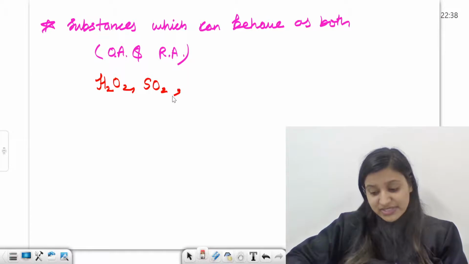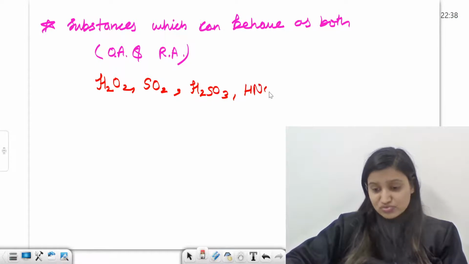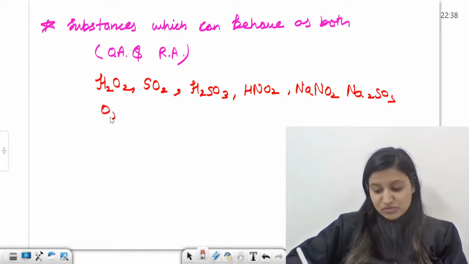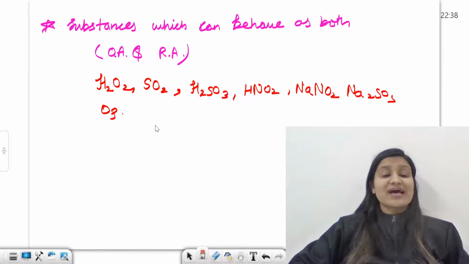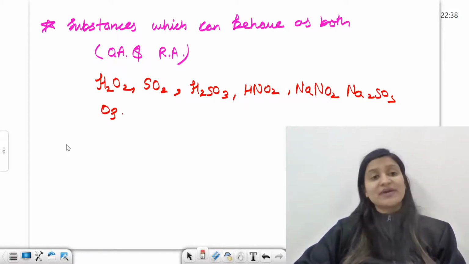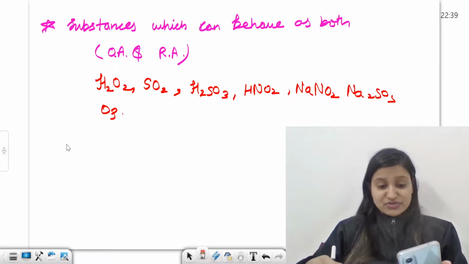Sulfur dioxide, SO2, H2SO3, HNO2, NaNO2, Na2SO3, or O3, ozone. It may behave as both. These are the compounds which may behave as oxidizing agent as well as reducing agent.